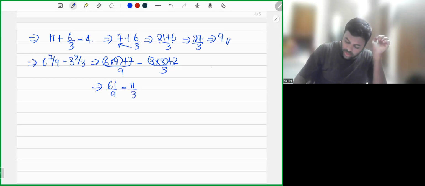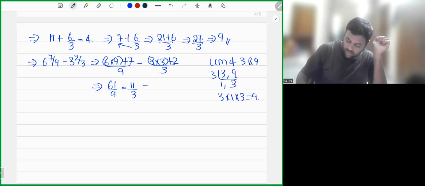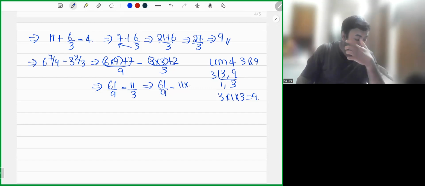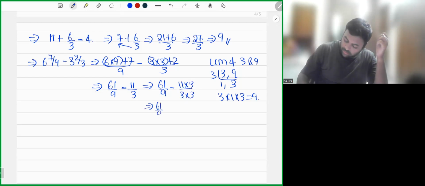Now, what is the LCM of 3 and 9? We have already done 3, 9. 3 ones 3, 3 3s are 9. So 3 into 1 into 3, which is 9. LCM is 9. 61 by 9 minus, how will 3 become 9? Multiply numerator and denominator by 3. So 61 by 9 minus 33 by 9. So 61 minus 33, 28 divided by 9.